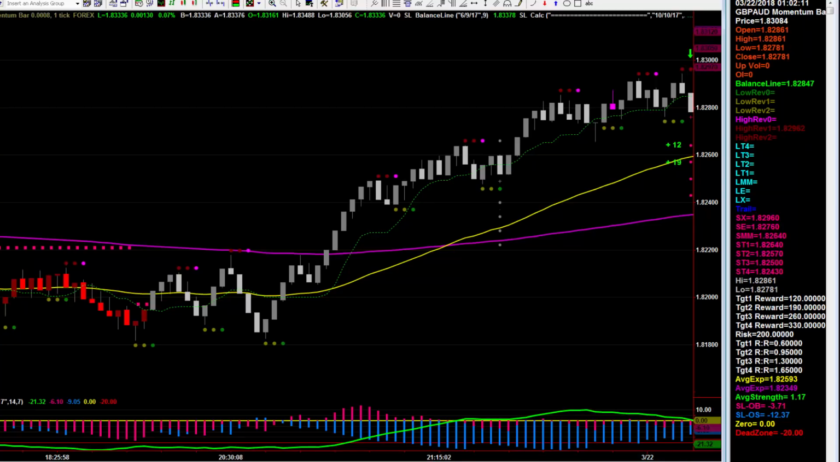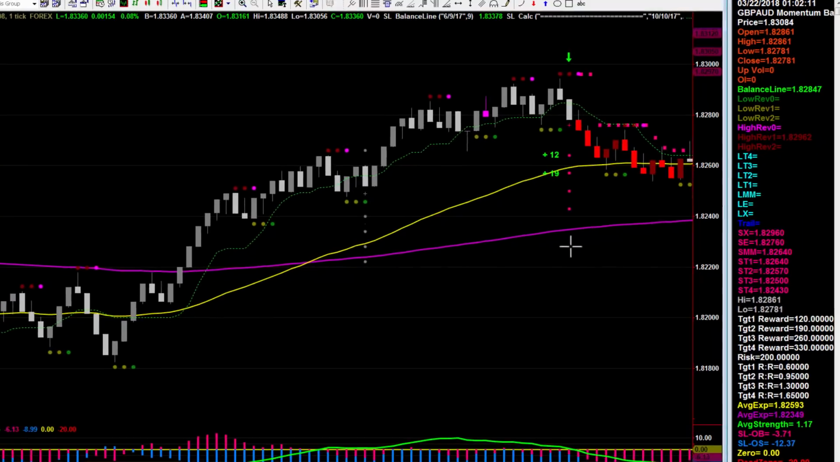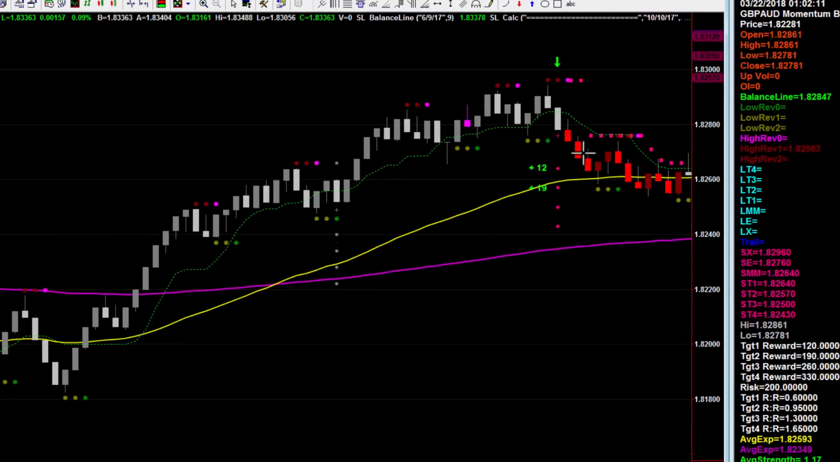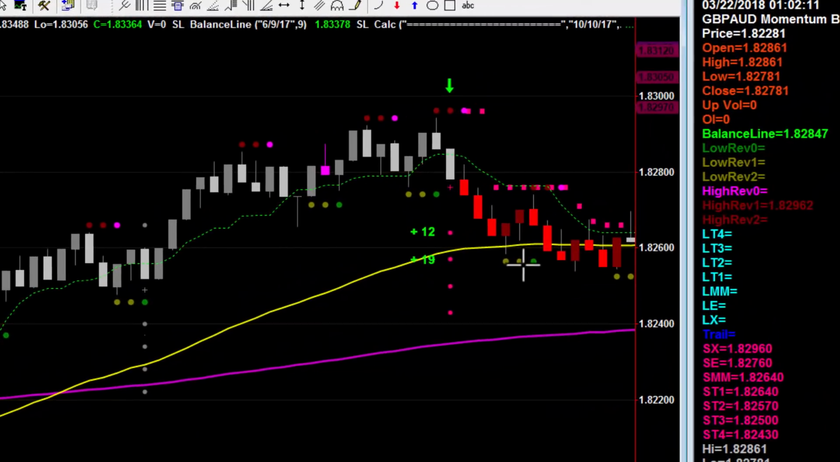Okay, we're going to let some things go. We just be patient, wait for our setup. It happens here, and you can see it comes down and gets that first target of 12 pips, comes down and hits a 19 pip target as well, and then stops out. And that's it. One trade, Asian session, goals reached.